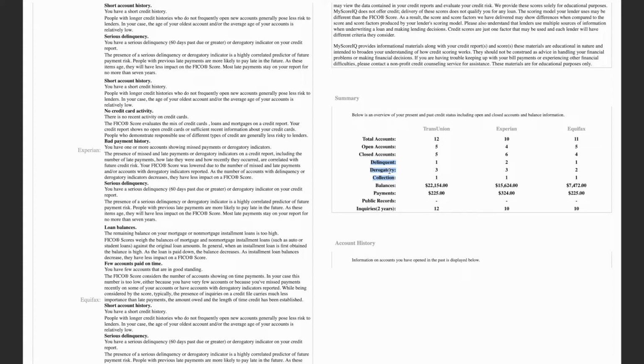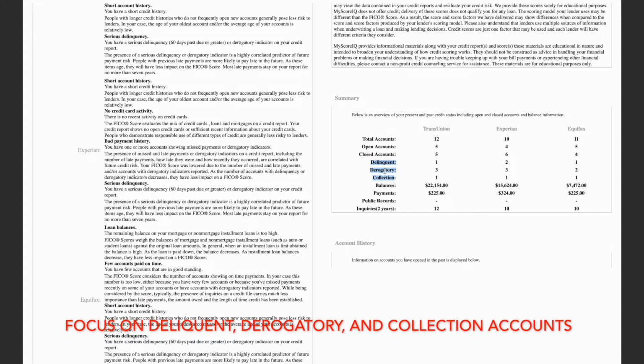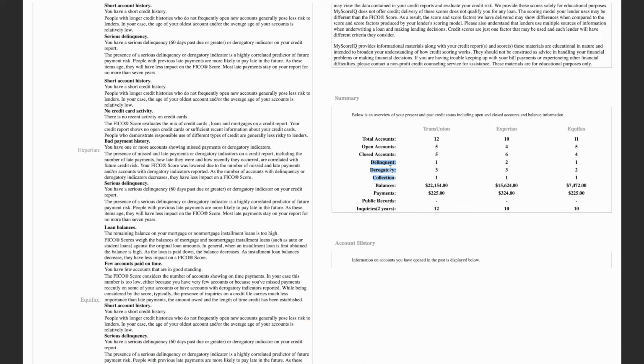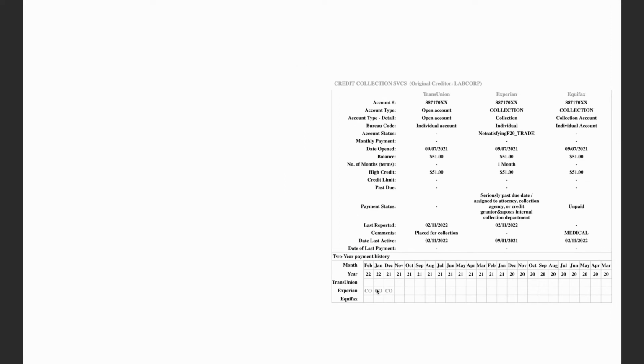These are the major ones you want to focus on because these are your negative items. In public records, let's say you had a bankruptcy, it'll be on the public records. If you had missed child support payments, it'll be on the public records. Now we're going to go into the actual accounts.